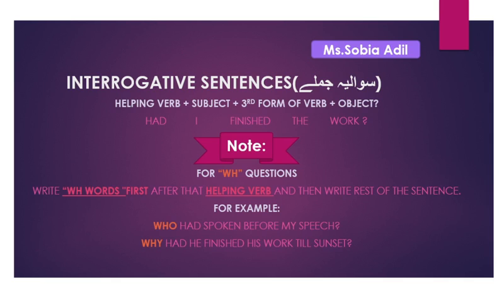For example, I have given here two examples. Who had spoken before my speech? After that there is a question mark. Who is a WH word, so we put the WH word first, then the helping verb, then the rest of the sentence, and after that a question mark, right? The next example is: why had he finished his work till sunset? Why is a WH word, then comes the helping verb, and then the rest of the sentence. Then we put a question mark at the end of the sentence, right? You need to keep these things in mind while making interrogative sentences, students.